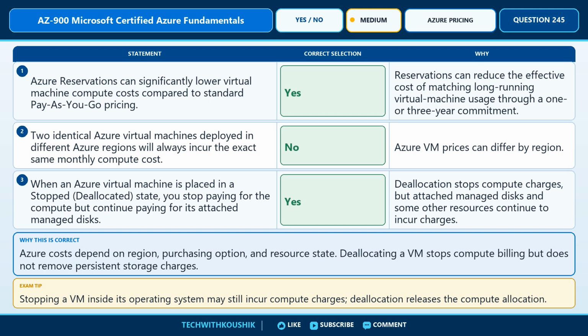The answer here is yes. Deallocation stops compute charges, but attached managed disks and some other resources continue to incur charges. Stopping a VM inside its operating system may still incur compute charges. Deallocation releases the compute allocation.